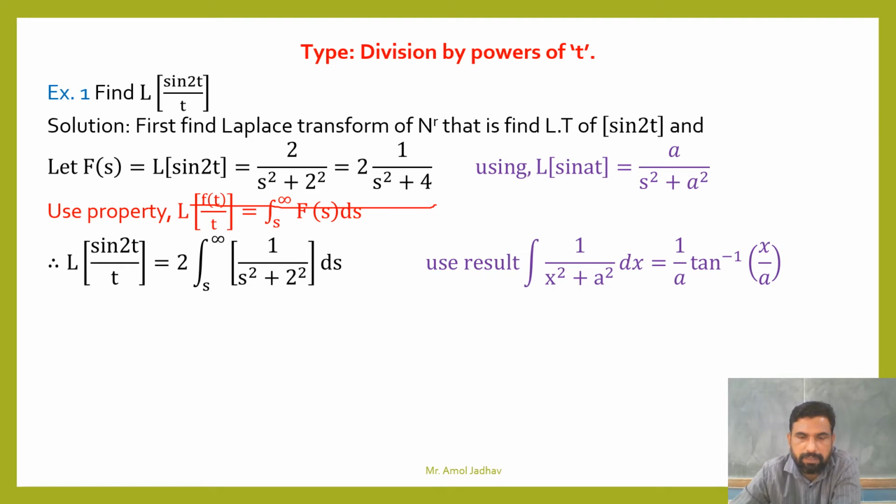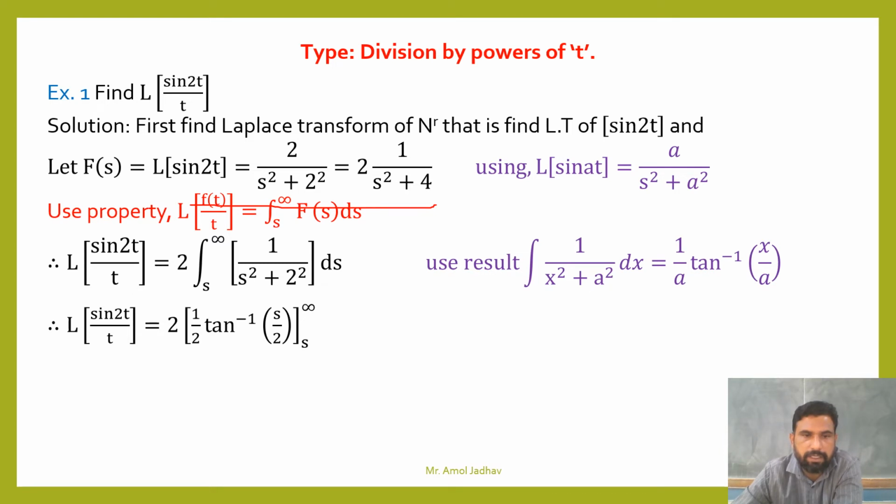Here x square plus a square, and here s square plus 2 square, so x is replaced by s and a is replaced by 2. So the result is 1 upon a, that is 1 upon 2, with the 2 outside as it is. The answer is 1 upon 2 into tan inverse x by a, that is s by 2, with limits s to infinity. Here the 2 cancels, leaving only tan inverse s by 2 with limits s to infinity. Put the upper limit s equal to infinity and the lower s equal to s.